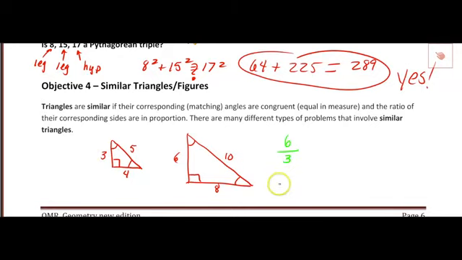What it means by the fact that they are in proportion is every ratio I create will have the same value. 6 divided by 3 is in proportion with 10 and 5, so I could say 10 divided by 5. Those two are corresponding sides. And then the next set would be 8 divided by 4. If all of these ratios give you the same value, then the corresponding sides are in proportion. Well, 6 divided by 3 is 2, 10 divided by 5 is 2, and 8 divided by 4 is 2. So they're all in proportion.